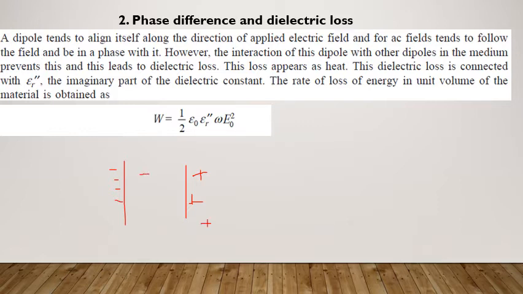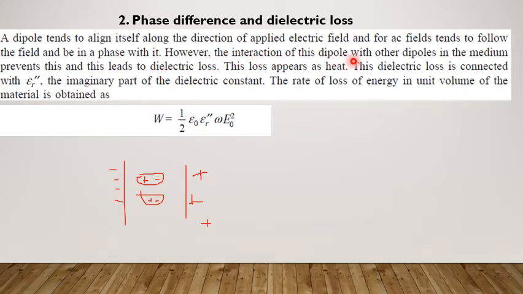There is a dipole between the two plates, and this dipole will align in such a way that its positive pole will be towards the negative plate and its negative pole will be towards the positive plate. In the same way, all other dipoles will align. And if there is an alternating current field, the dipole will follow the field, and as the field changes, the dipole alignment will also change. The dipole will be in phase with the alternating current changing field.